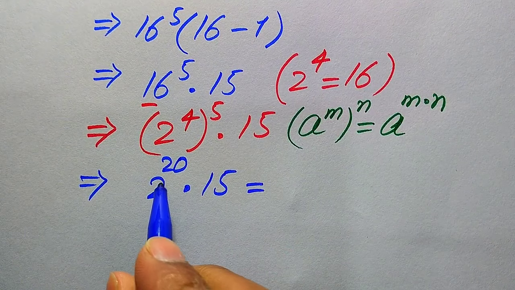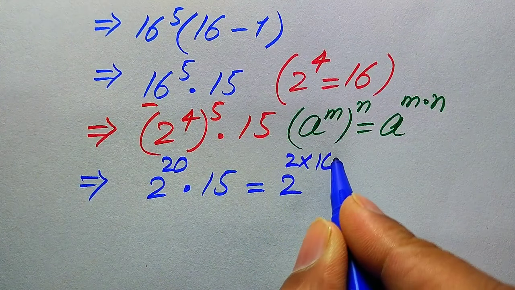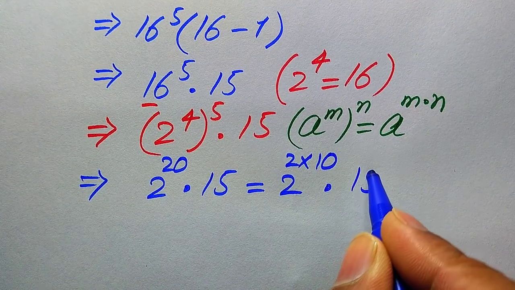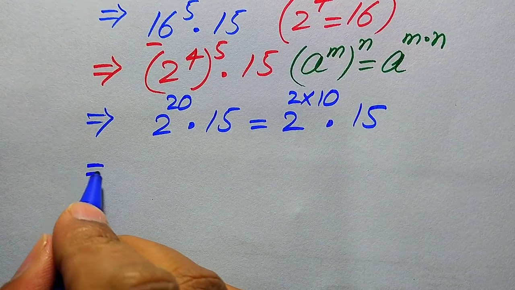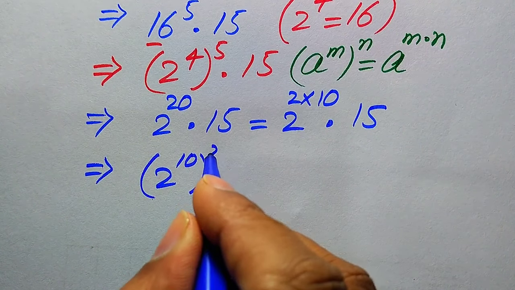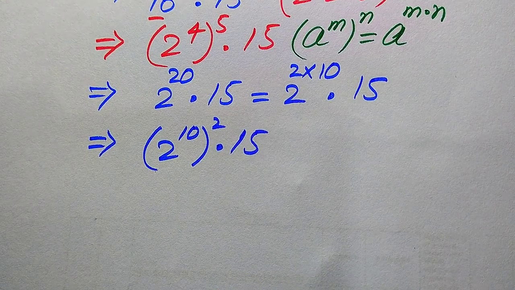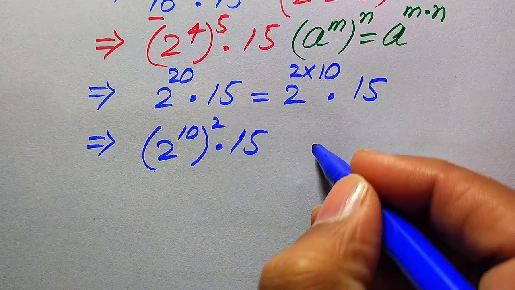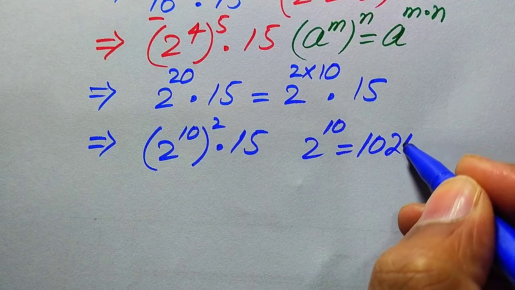Further in the next step we write 20 as 2 multiplied by 10, multiplied by this 15. So we move this 10 inside the term, and it is written as 2 to the power of 10, and its whole square is multiplied by 15. Further, we know that 2 to the power of 10 is equal to 1024.